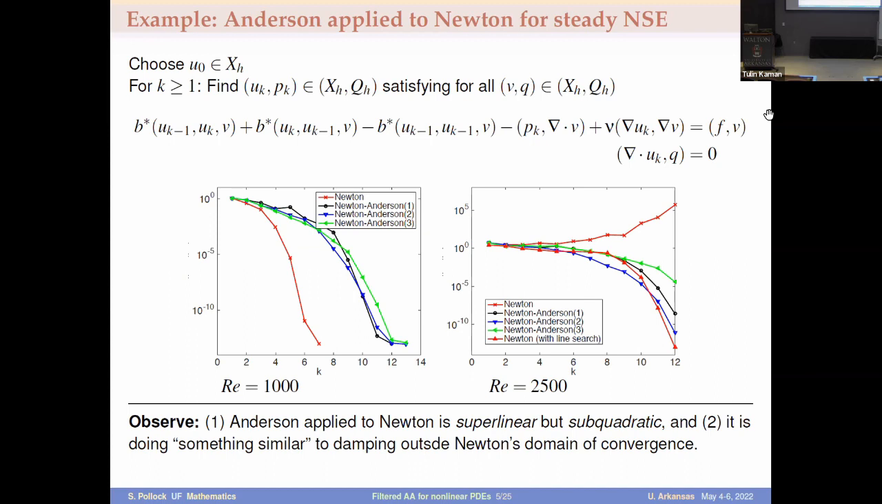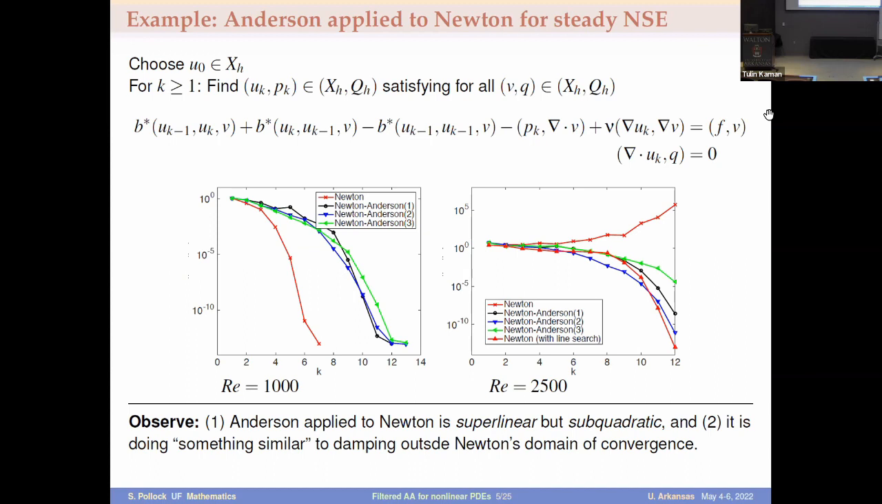But in this slightly higher Reynolds number, Newton is not converging, it's diverging very nicely, as it likes to do. Usually what we would do is a line search, which is this red line going down here. But the other lines we see are again Anderson 1, 2, and 3 applied to Newton, and we see they are also converging very nicely, which gives us a couple of observations.